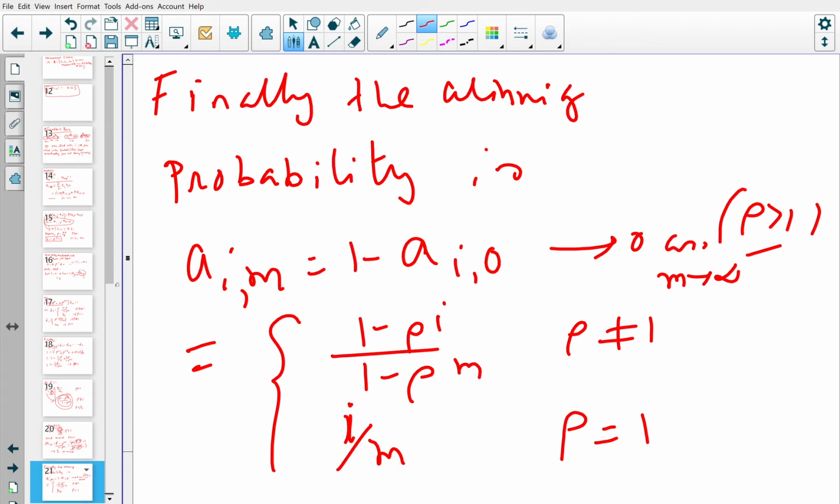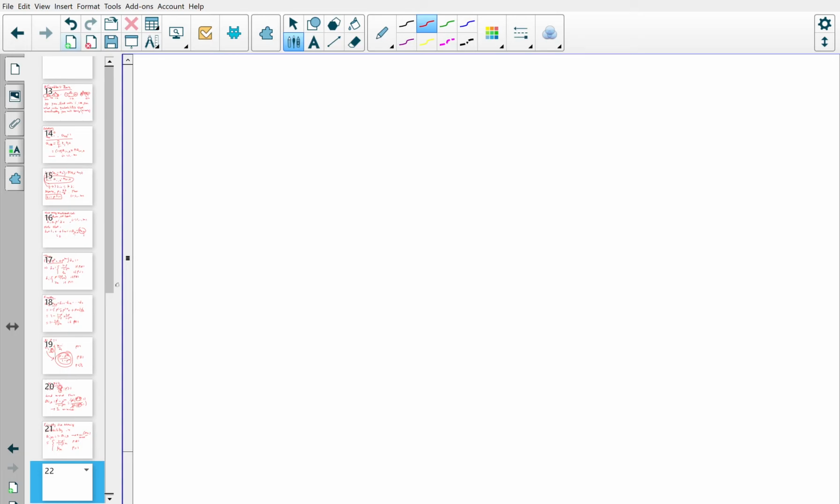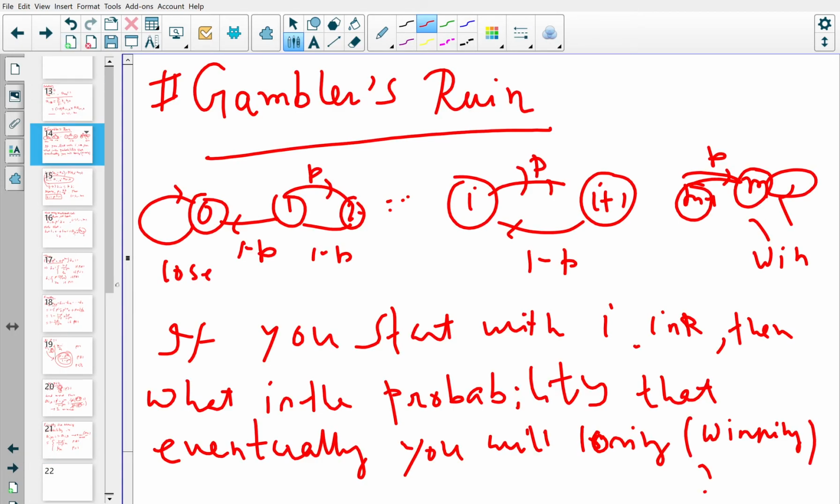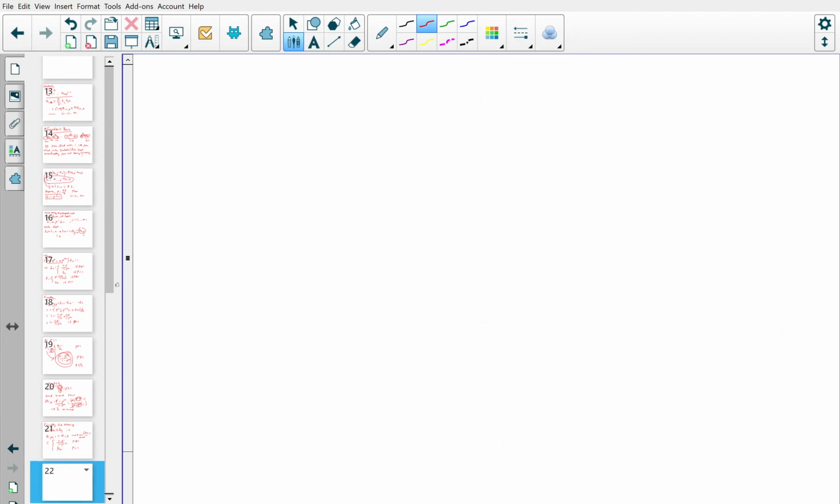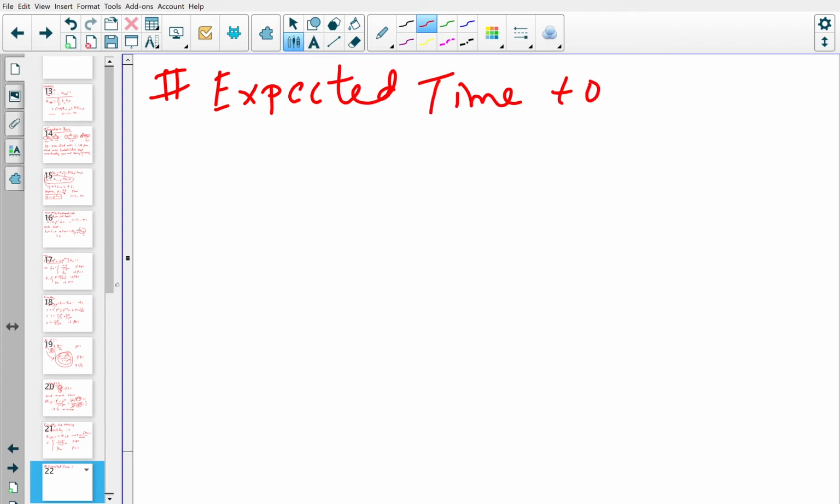Okay, so this is a very important example to understand the absorption probability, right? Now the question is that one can also ask what happens to the expected time, like what is the expected time that you are going to end up in one of the absorption states. So let me discuss a little bit expected time to absorption.